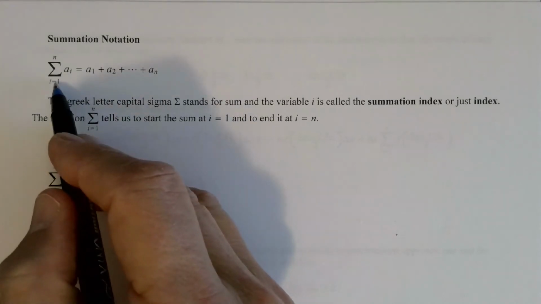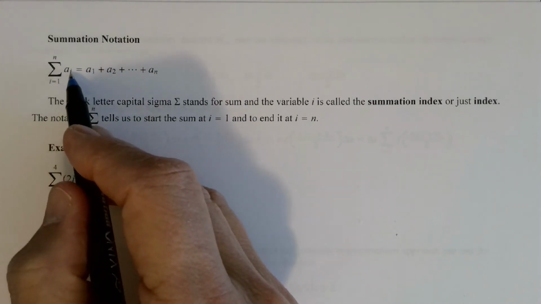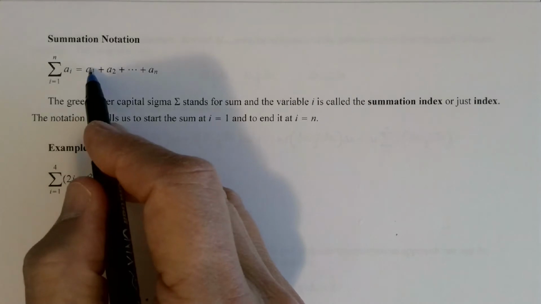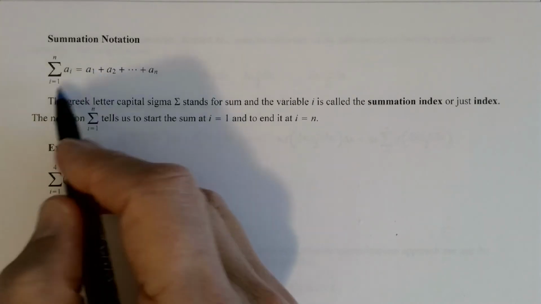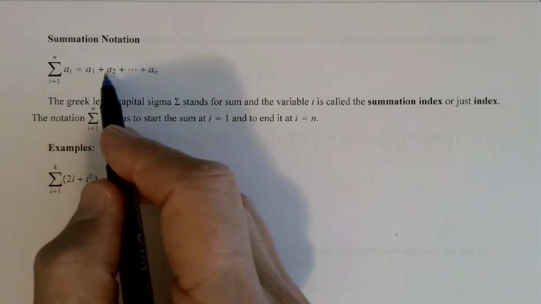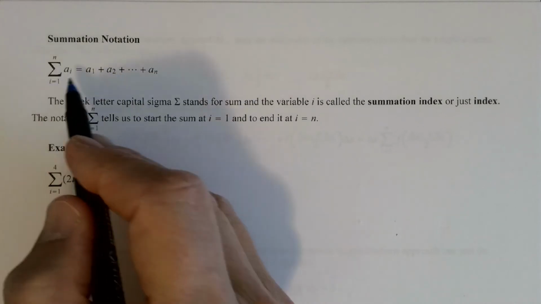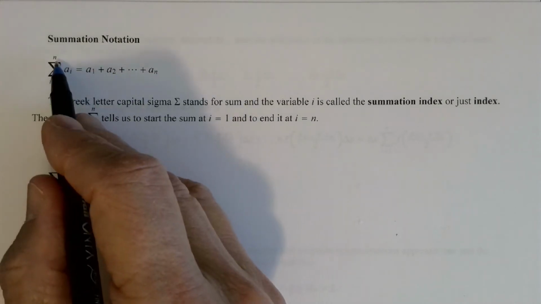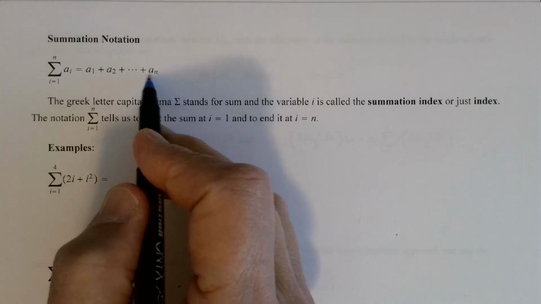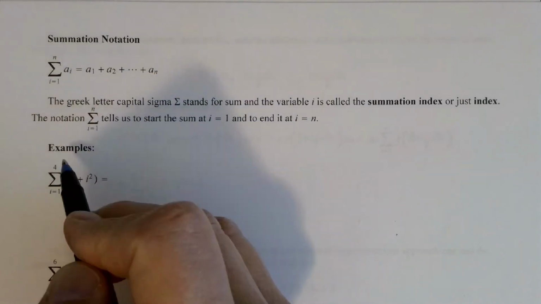So in other words, we start at i equal 1. So a sub i, if i is 1, then I have a sub 1. Then i goes to 2, a sub 2, then i goes to 3, a sub 3, and so on, until I get to n, a sub n, and then I add all those things up. That's what it means.